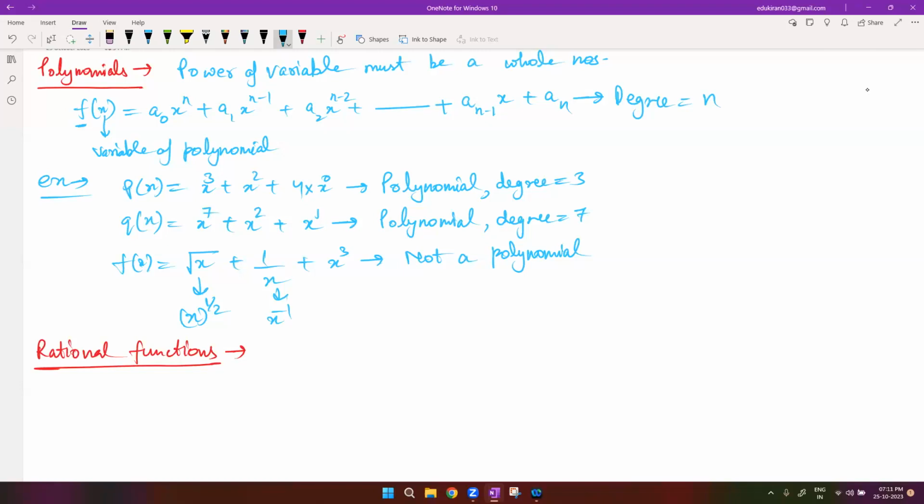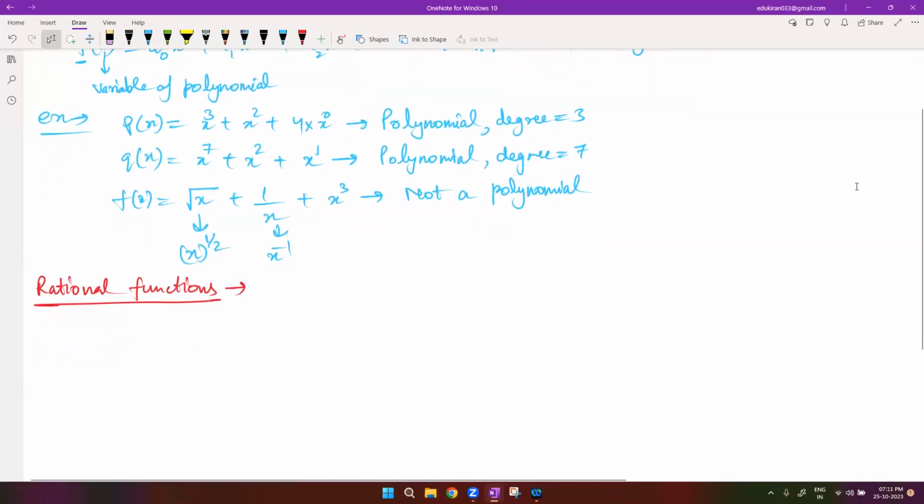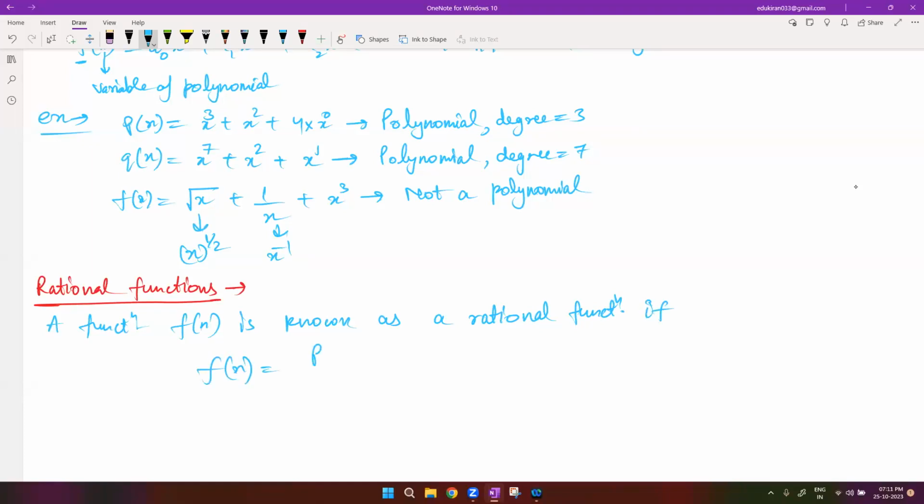Similarly, now understand rational function. A function f(x) is known as a rational function if f(x) can be defined as p(x) by q(x), where p(x) and q(x) are polynomials.